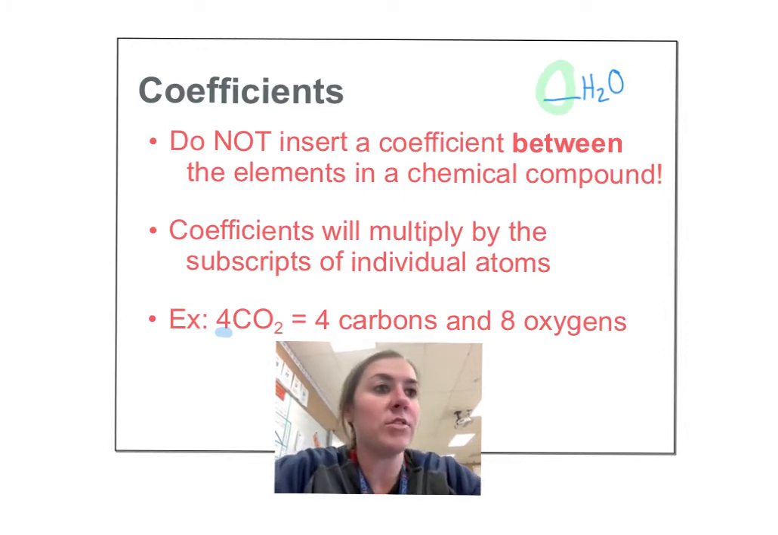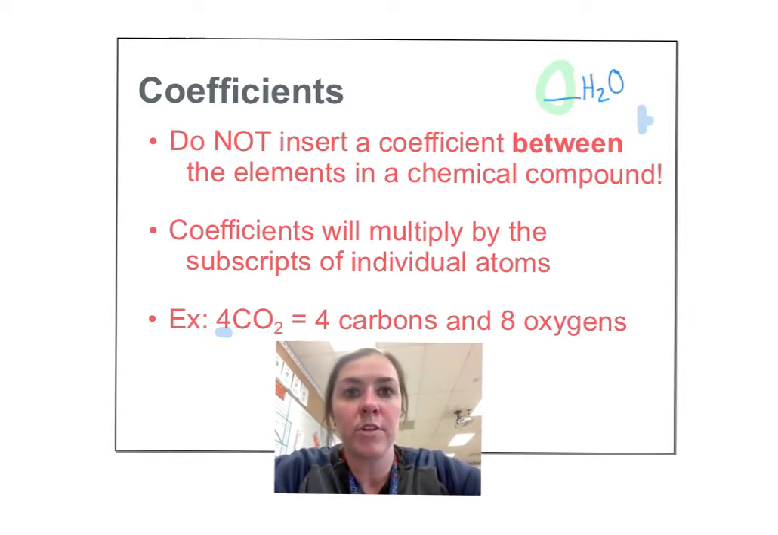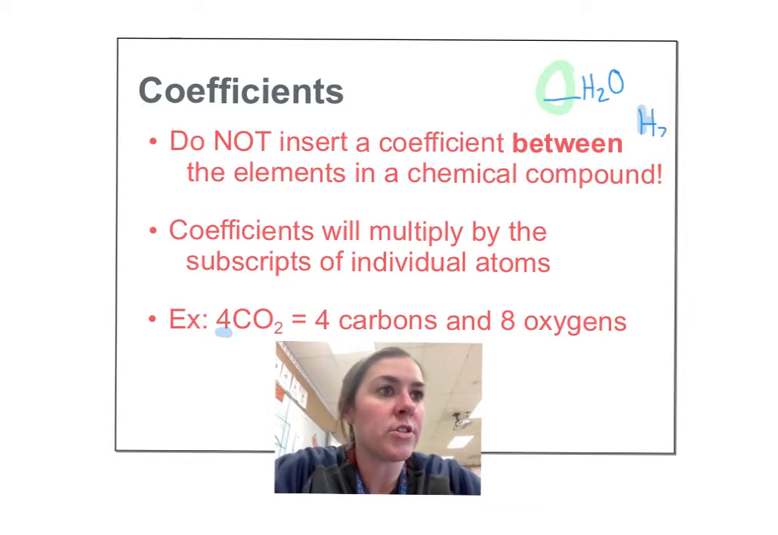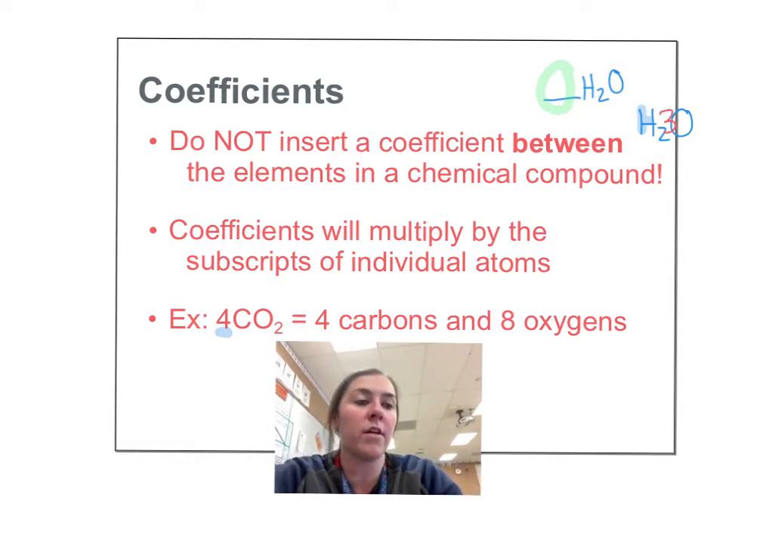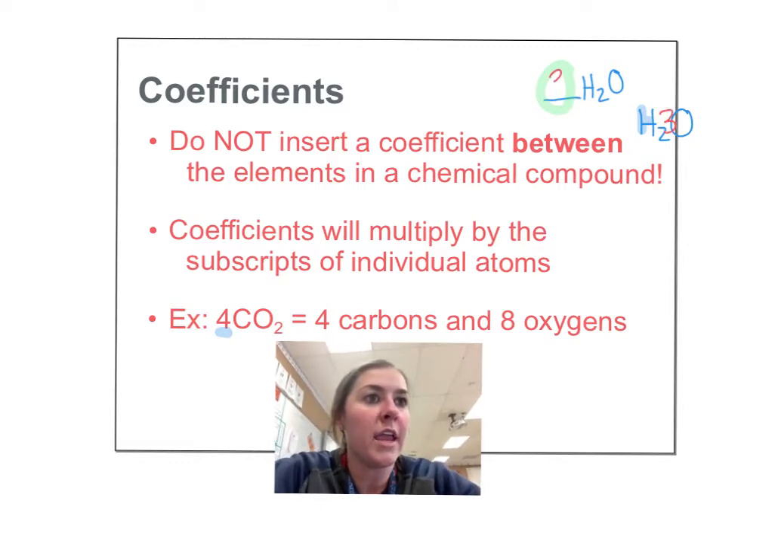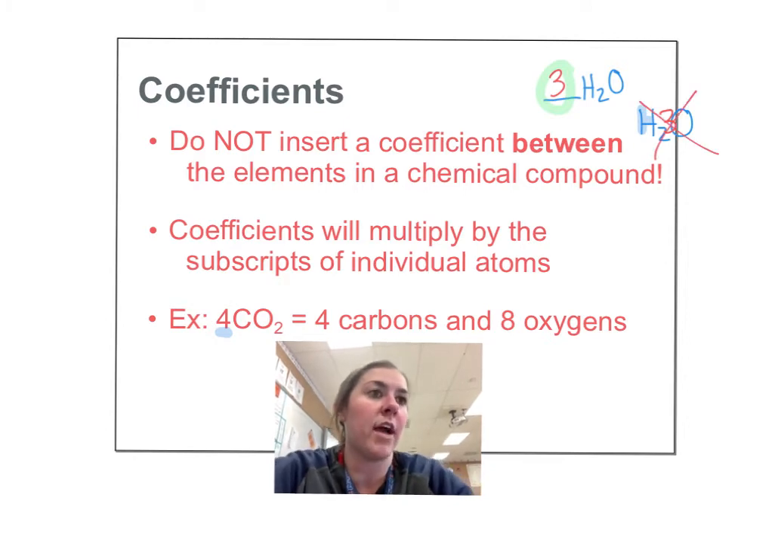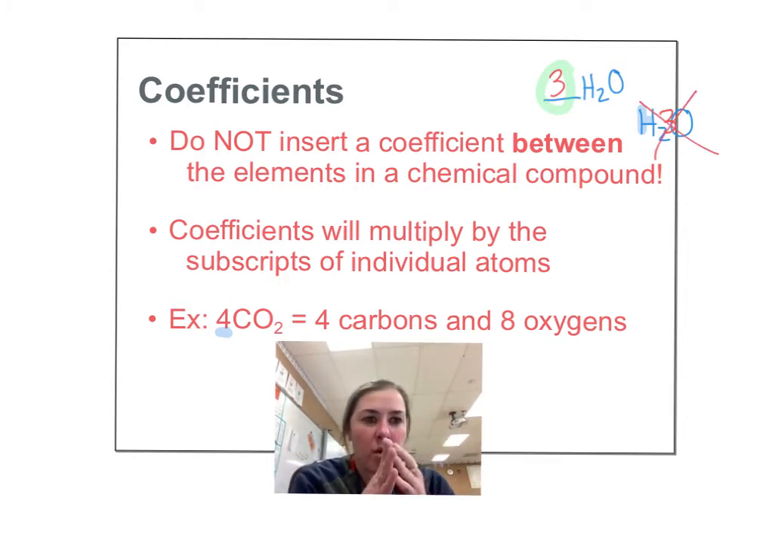What I cannot do is, oops, sorry, where's my pen? There we go. H2O, let's say I need 3 oxygens. I can't put a big 3 in the middle of the formula. It can only go in front like this. So this is not allowed, no big numbers inserted or smooshed in the middle of a chemical compound.